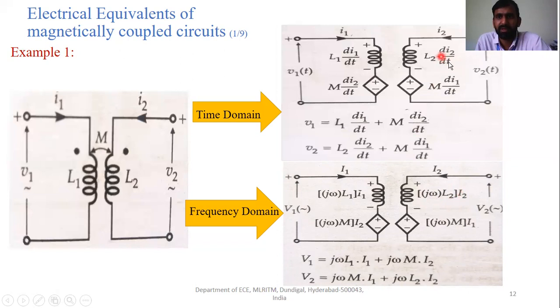Right? So we have multiplied with j2 pi f. Here also with respect to j2 pi f, M di1 by dt, so j omega M I1. So from this, if we again apply the KVL, V1 is equal to j omega L1 I1 plus j omega M I2. V2 is equal to j omega L2 I2 plus j omega M I1. So this is how we are going to model the equations for different magnetically coupled circuits.